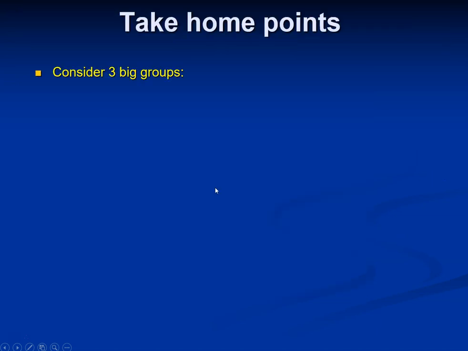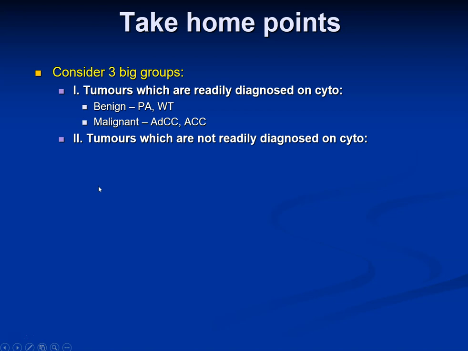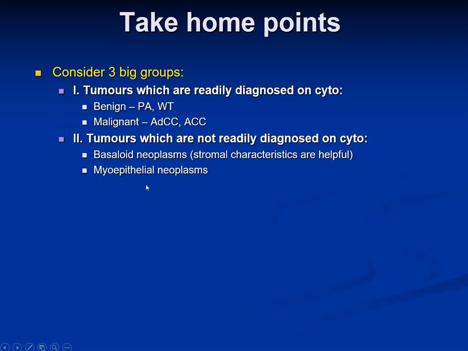Some take-home points: consider salivary gland neoplasms in 3 groups. Tumors which are readily diagnosed on cytology, including benign tumors, which are thankfully common, pleomorphic adenoma and Wharton tumors, malignant tumors, adenoid cystic carcinoma, acinic cell carcinoma. Tumors which are not readily diagnosed on cytology, which would fall into some big groups such as basaloid neoplasms, and again, stromal characteristics are very helpful, myoepithelial neoplasms, and low-grade malignancies, and these tend to fall collectively into the SUMP category, or sometimes suspicious for malignancy.